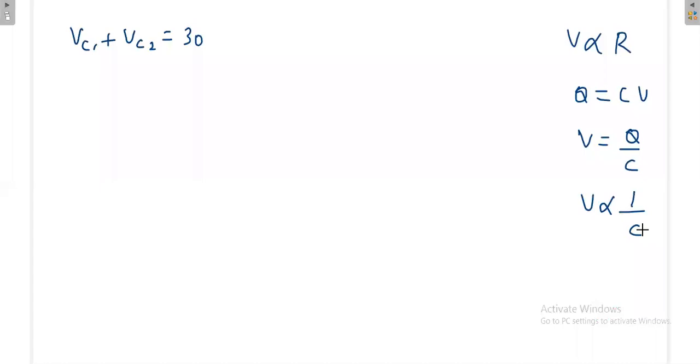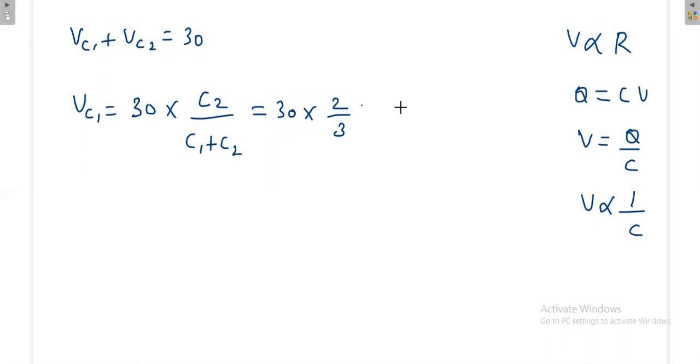Since it is inversely proportional, how do we find VC1? The total voltage here is 30 volt. Then we take the opposite capacitance value, because it is behaving in the opposite manner: the lesser the capacitance, the more the voltage. So the opposite capacitance is C2, divided by the total capacitance. Then 30 times, what is C2 value? C2 value is 2 by 3. So this is 20 volt.